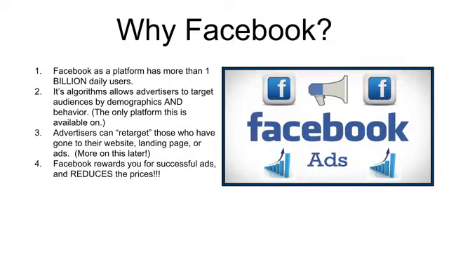I'm going to take a dramatic coffee sip for that. Okay, that's 1/6 of the planet. That's a lot of people. All right, and its algorithms allow advertisers to target audiences by demographics and behavior. Okay, and this is the only platform this is available on right now. That's very powerful. Okay, more importantly, advertisers can retarget those who have gone to their website, landing page, or ads. So for instance, have you ever shopped for something on Amazon and then it's in your Facebook feed to buy, even if you bought it, for like 3 weeks later? That's retargeting, and you have access to that too.